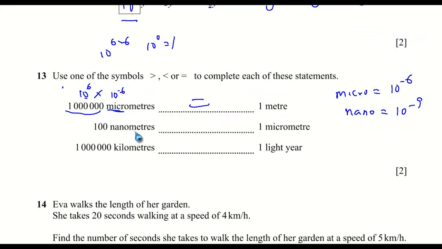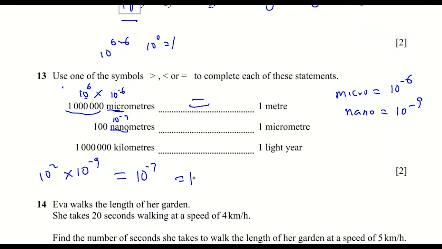Now let's come to this one. Let's take the nano. The nano is 10 to the power of negative 9. And you have 10 to the power of 2, which is 100 here. So if you do 10 to the power of 2 times 10 to the power of negative 9, using the multiplication law of indices, you add the powers. It will be 10 to the power of 2 add negative 9. That will be negative 7.